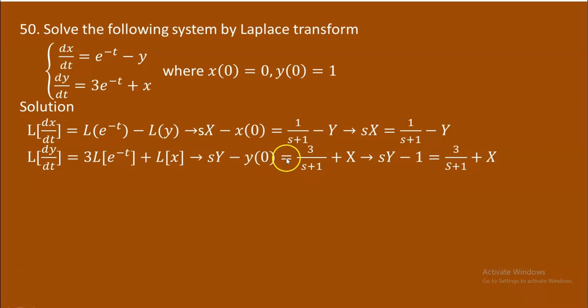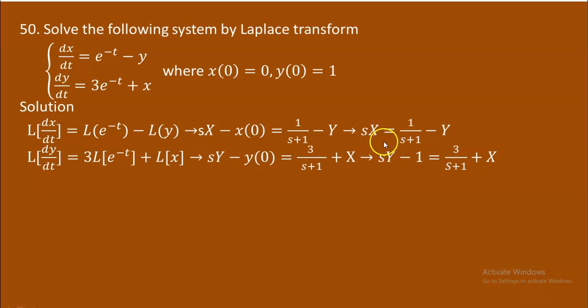equal to, now 3 is taken as common, so the Laplace of e to the power of minus t is 1 over s plus 1, so 3 times 1 is 3 over s plus 1, and the Laplace of x is X of s, or capital X. We know that y at 0 is 1, it's already specified here. So sY minus 1 is equal to 3 over s plus 1 plus X. So students, X is the Laplace of small x, whereas capital Y is the Laplace of small y.